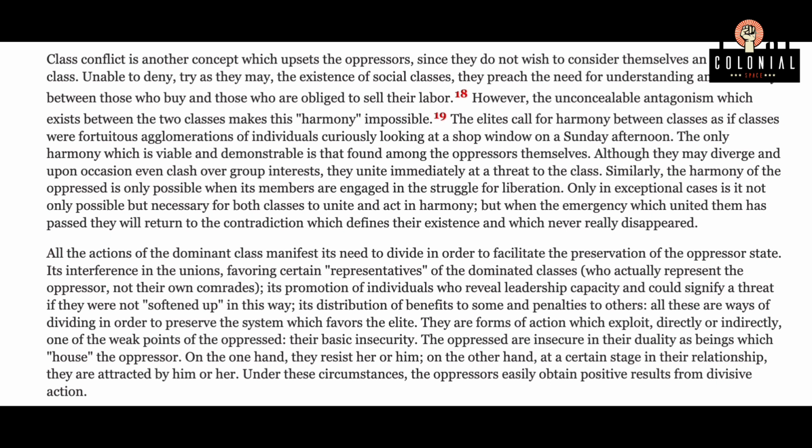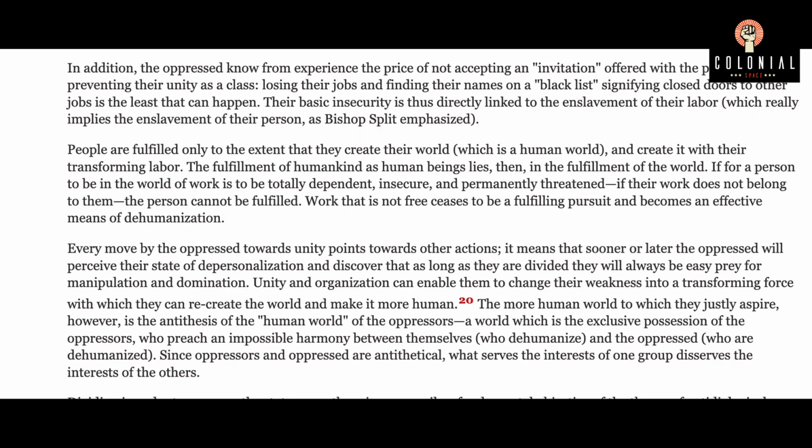The oppressed are insecure in their duality as beings which house the oppressor. On the one hand, they resist her or him. On the other hand, at a certain stage in their relationship, they are attracted by him or her. Under these circumstances, the oppressors easily obtain positive results from divisive action. In addition, the oppressed know from experience the price of not accepting an invitation offered with the purpose of preventing their unity as a class.